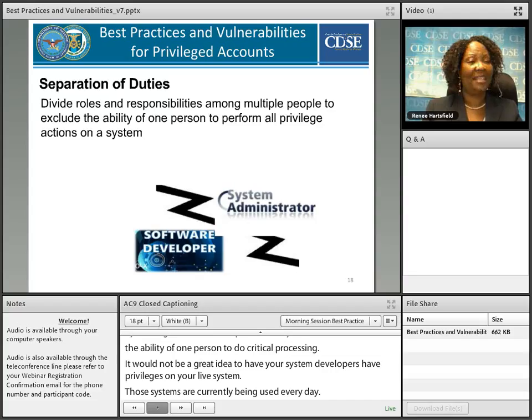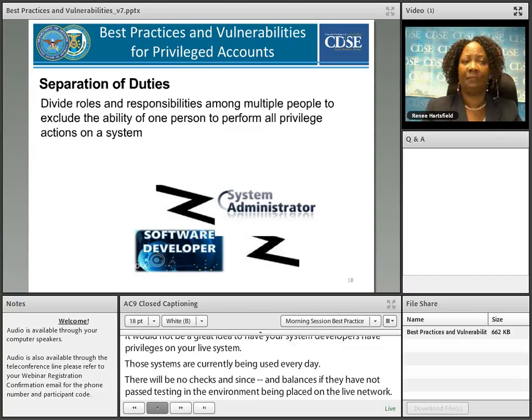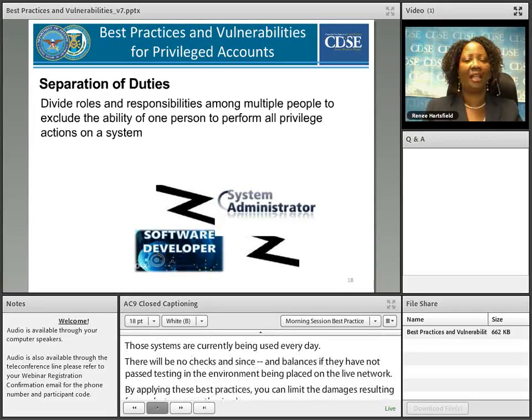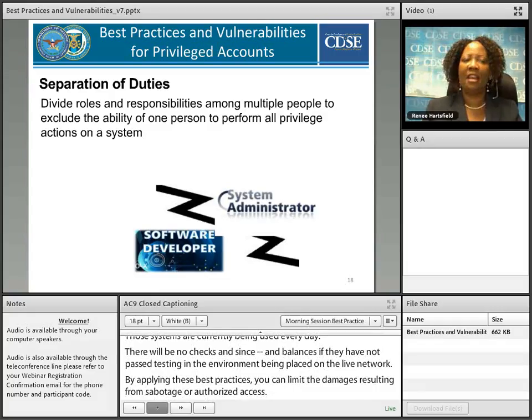By applying these best practices, you can limit the damage resulting from accidents, sabotage, or unauthorized access or use of the system resources. At a minimum, an administrator password on a test system should not work in the live environment. Database administrators, or DBAs, should only have DBA authority, not administrative privileges on the system.